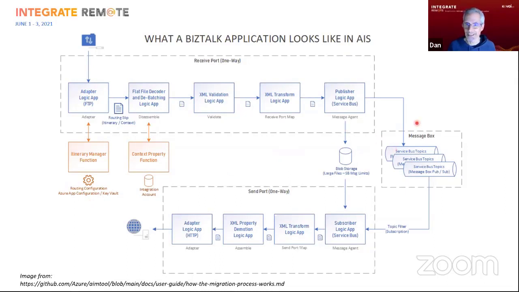The message box in Azure Integration Services is actually Service Bus. And if your message is too big for Service Bus, we would then use the claim check pattern, where we'll simply store the message into blob storage temporarily and have a ticket for it that's actually put on the queue for the topic. And then that gets picked up in your send port.